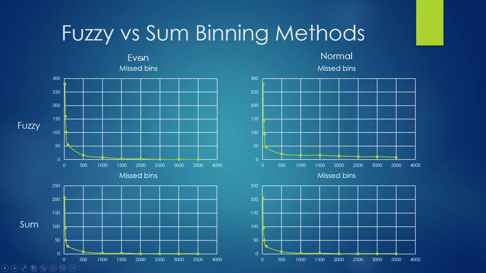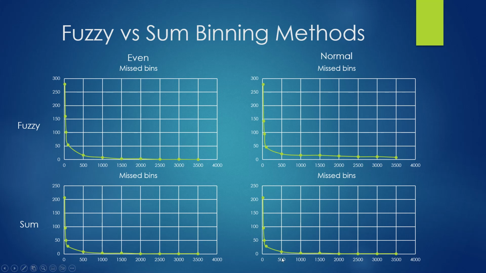So here's a summary of the performance of each of the fuzzy binning methods on the even and normal data sets and the sum binning methods on the even and normal data sets. So on the top row here, these are both the fuzzy binning method results on the even data set and the normal. And in the bottom row, we have the sum data sets on the even and the normal.